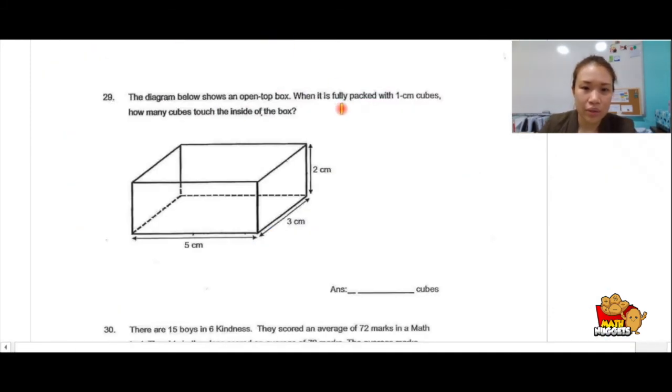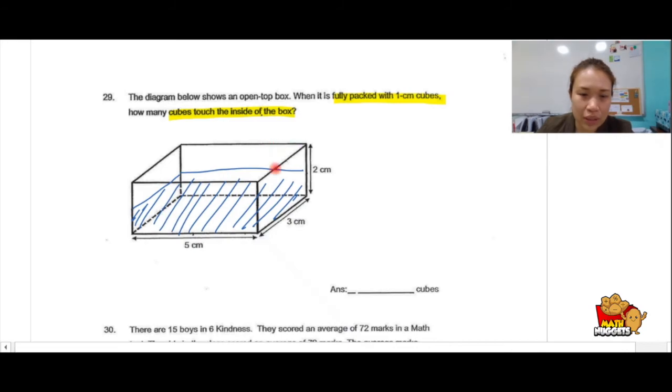Question 29. The box will be fully packed with 1 centimeter cubes, and we want to find out how many cubes touch the inside of the box. So this one we need a bit of visualizing. The bottom layer will definitely touch the box. So that's like 5 times 3, because along the length you can have 5 cubes, along the breadth you can have 3 cubes. So 5 times 3, this is the bottom layer.